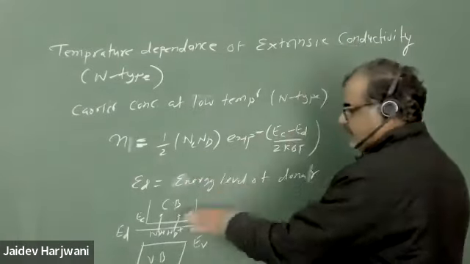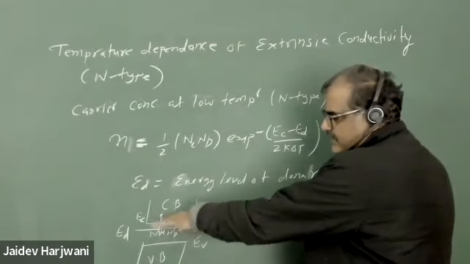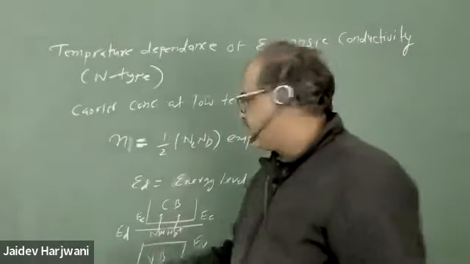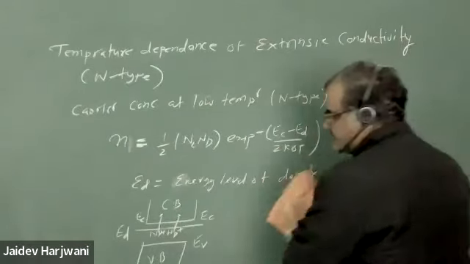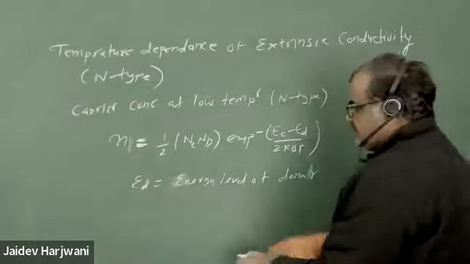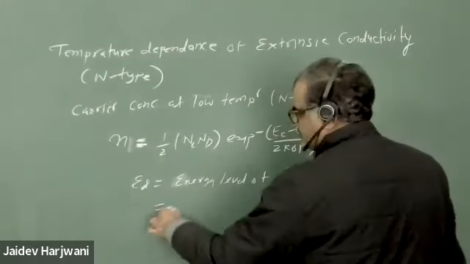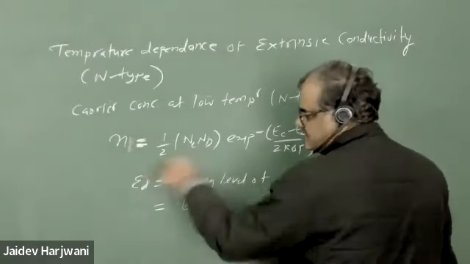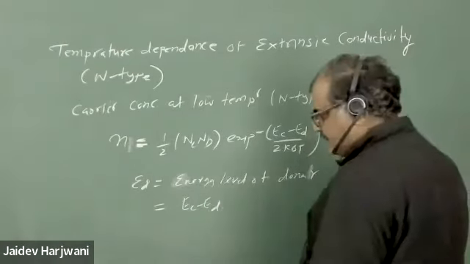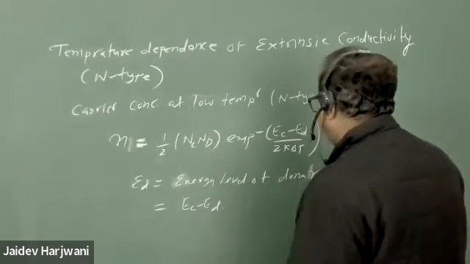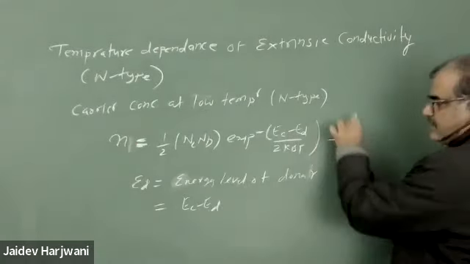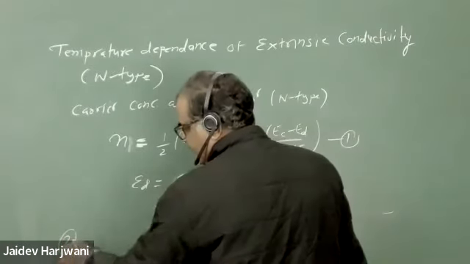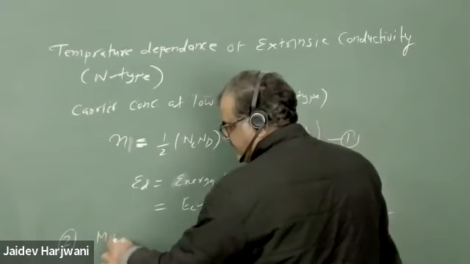As I give the energy, all the atoms present here will get ionized. That will come in the mid temperature range, where I'll get a constant carrier concentration. So the energy needed is EC minus ED. First you need to supply this much energy to ionize all the atoms. This is the low temperature range concentration. Now, if I want the mid-level temperature concentration.